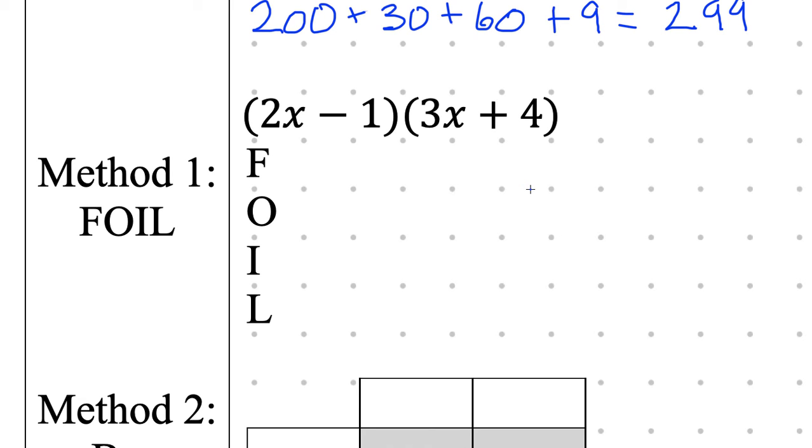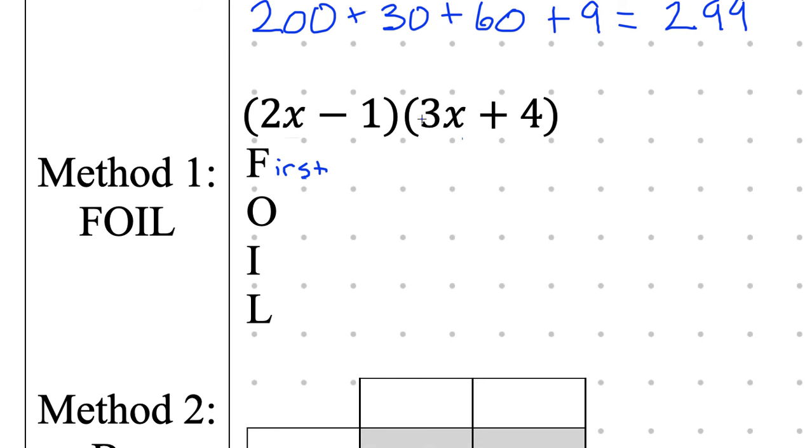Has anyone ever heard of FOIL before? No? Oh, you have? I forget what it stands for, but I feel like I've definitely heard that. FOIL stands for the order in which you're going to multiply. I'm going to multiply the firsts. What does that mean? Well, I'm multiplying this 2x, which is the first, by 3x, the two first ones.